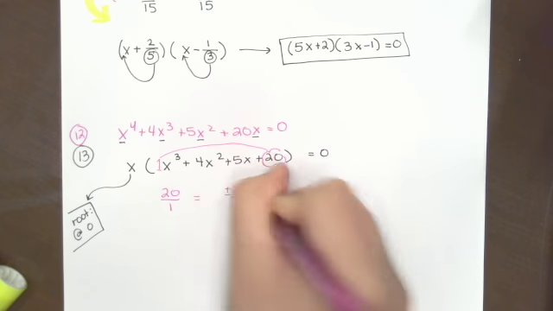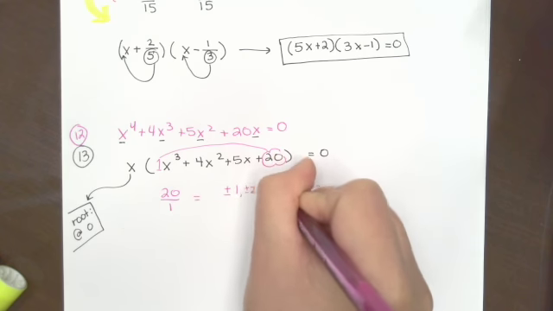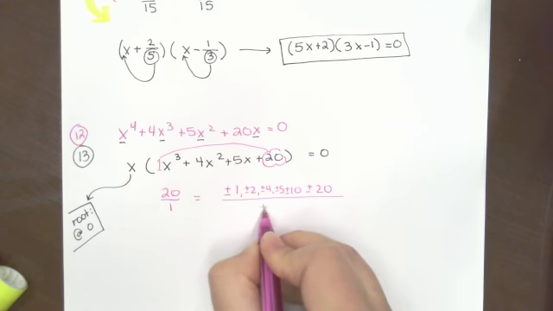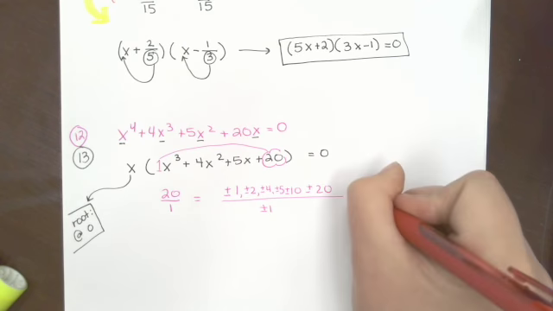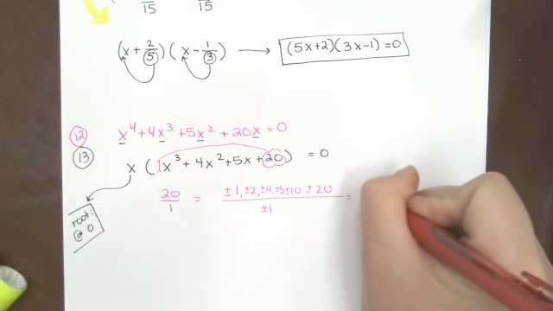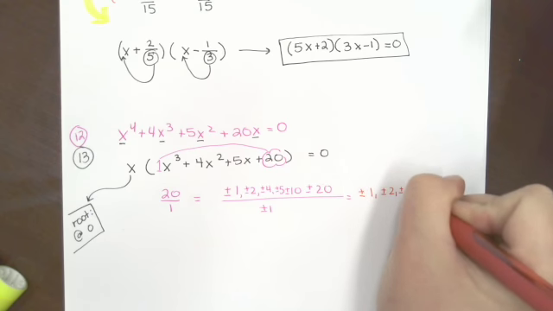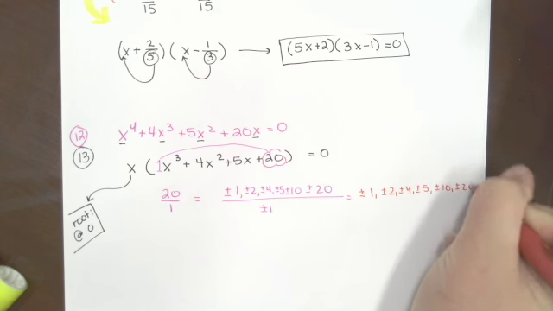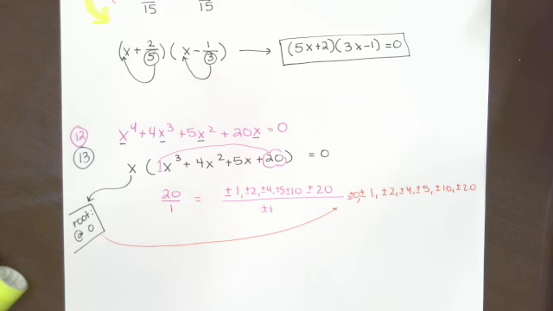We have a 2 times 10 is 20. We have a 4 times 5 is 20. In the denominator, we just have a plus or minus 1. So realistically, all we have is whole numbers as our possible roots. So we got 1, 2, 4, 5, 10, and 20. Again, don't forget that you do have a root at 0 because of that x, so we put that 0 in there.